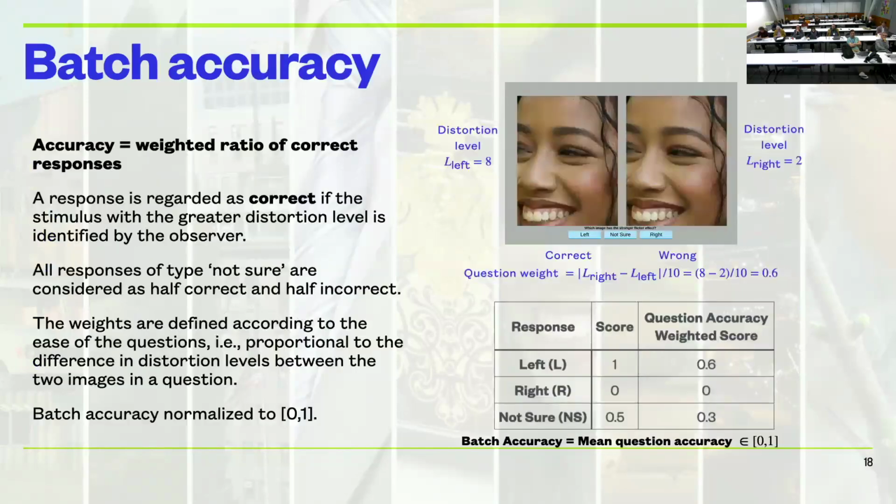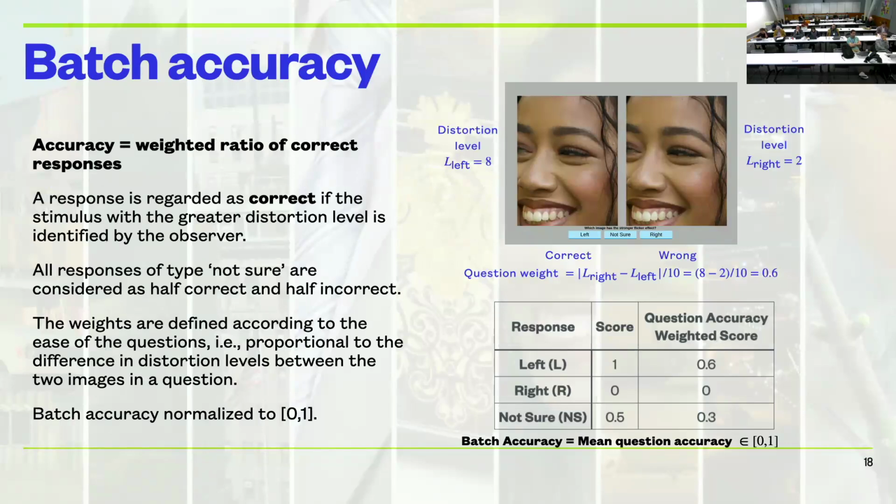Okay, so first of all, what is accuracy? Accuracy is defined on a batch level. So a crowd worker does a batch, 120 questions, and we assign an accuracy to the responses for this particular batch of this crowd worker.